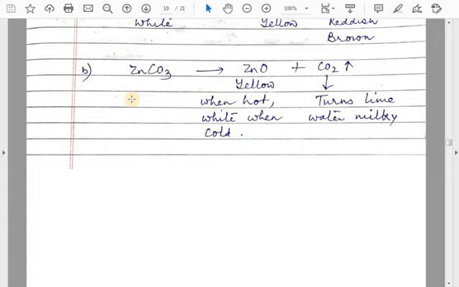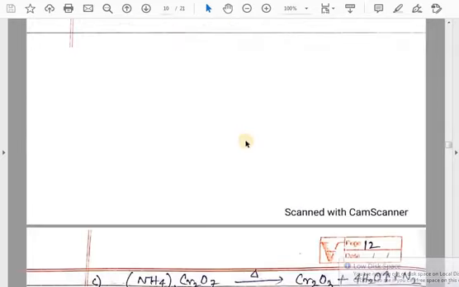Second reaction, if you take some zinc carbonate in a test tube fitted with a cork and the bent glass tube, heat the zinc carbonate, definitely you will be getting the carbon dioxide. Carbon dioxide turns lime water milky. Zinc oxide solid will be obtained, which is yellow when hot, white when cold.